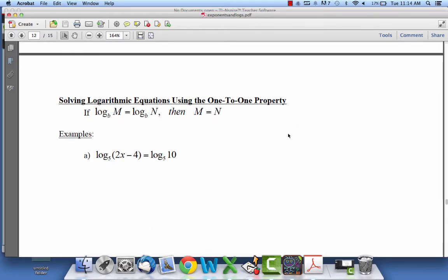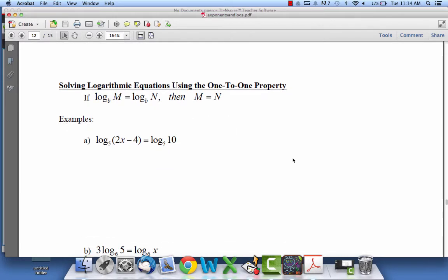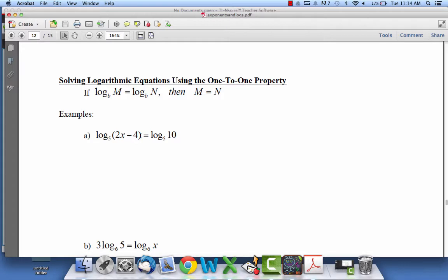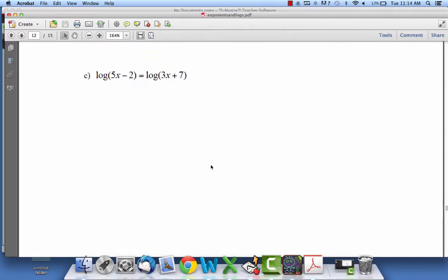Okay, so logarithms and exponential functions are one-to-one, which means if you have log sub b of one thing is log sub b of another thing, then they're actually the same. So log sub 5 of 2x minus 4 equals log sub 5 of 10 means 2x minus 4 is 10. So you can do that yourself, starting with 2x minus 4 is 10, I think. And on this one, you just say 5x minus 2 is 3x plus 7 and solve.